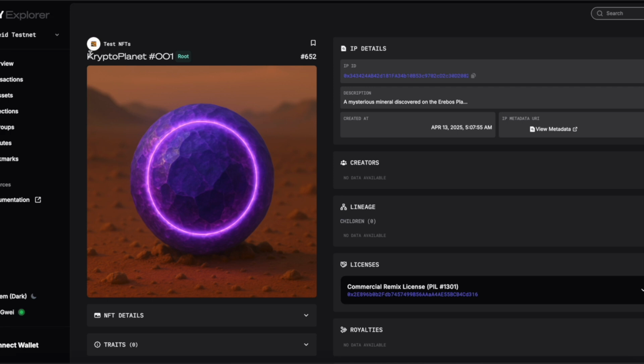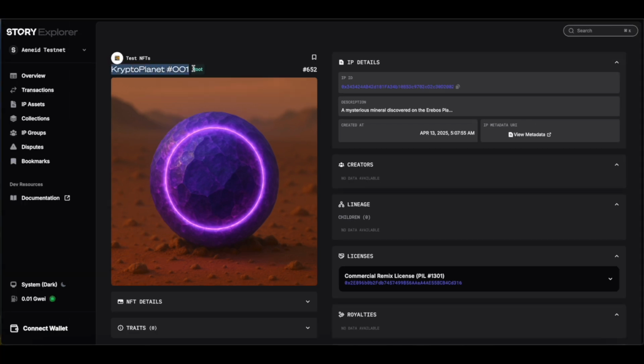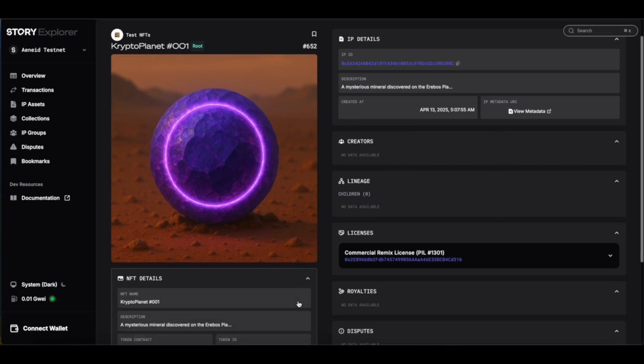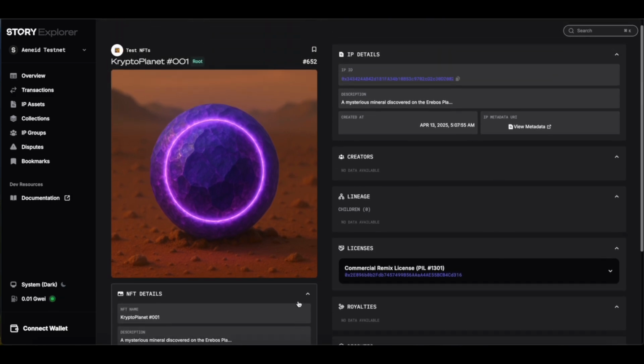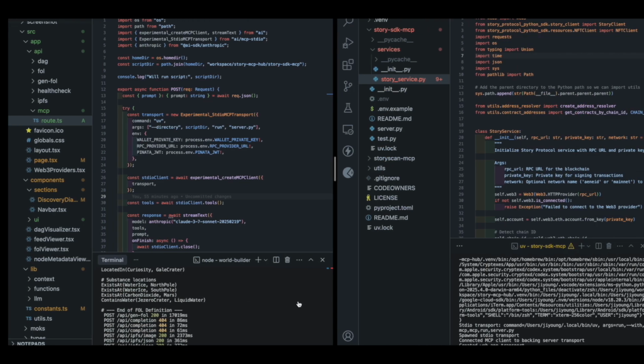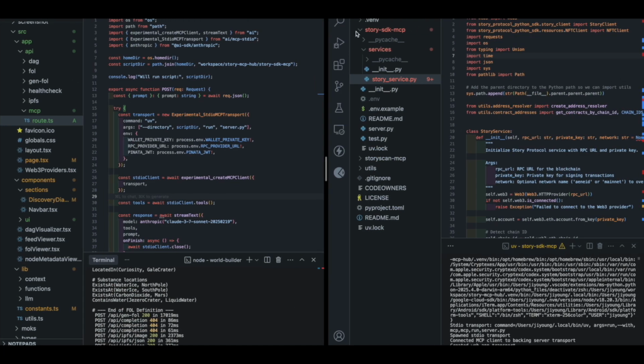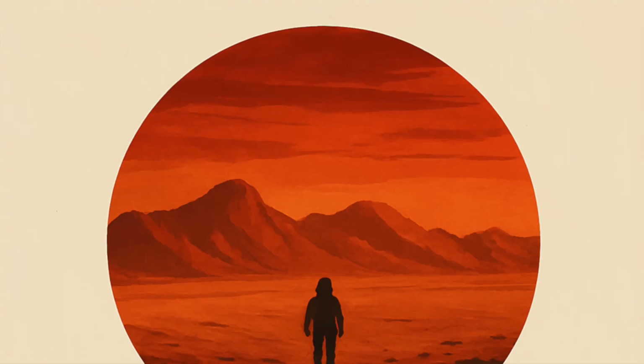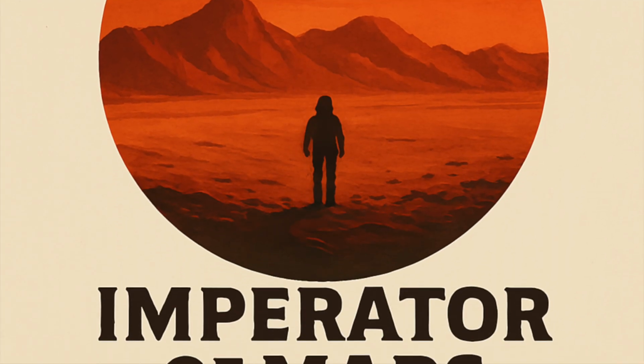There it is! The Crypto Planet NFT, registered via Story Protocol. Its existence, its origin tied directly back to that moment in our collaborative story on Mars, is now secured and verifiable on-chain. This is real-time, narrative-driven IP creation.